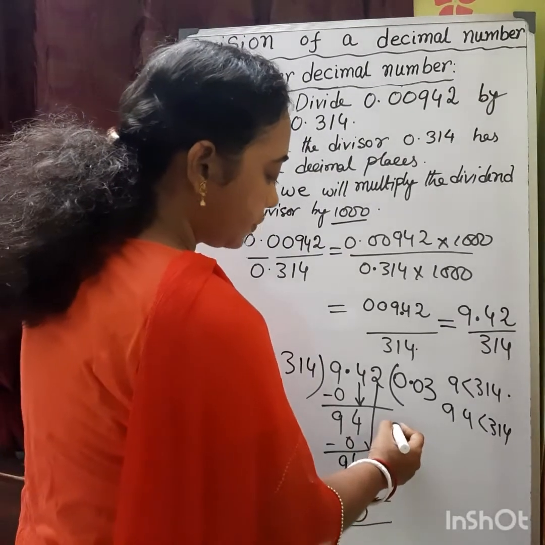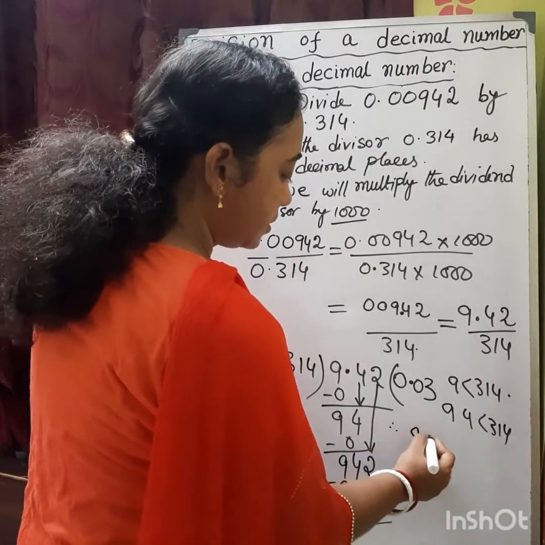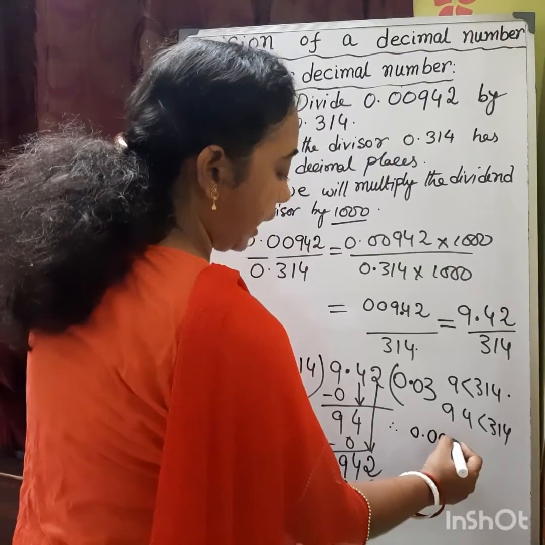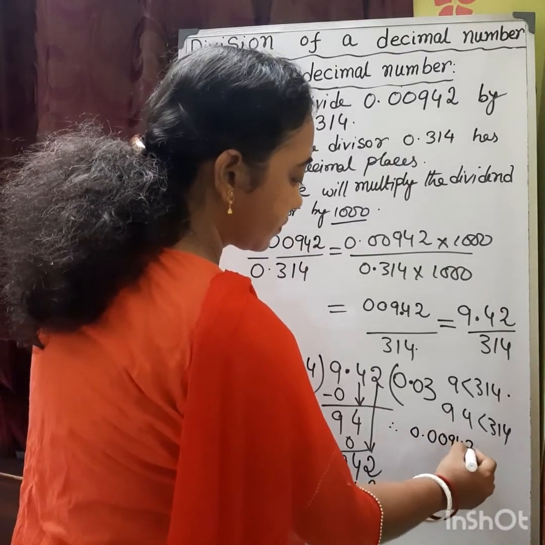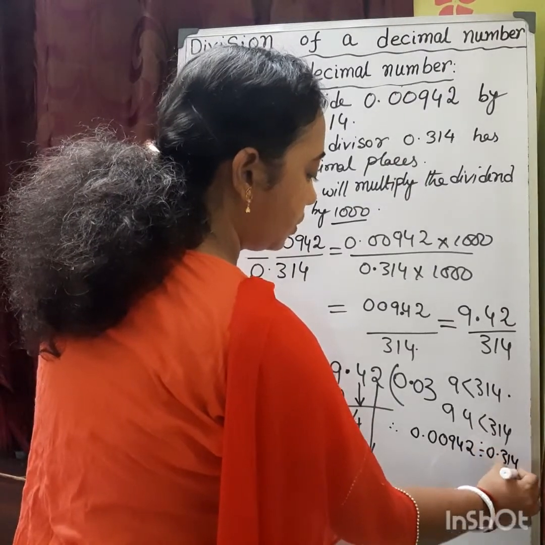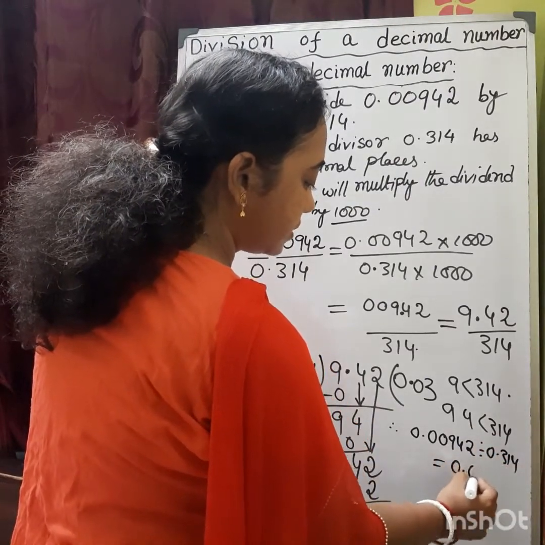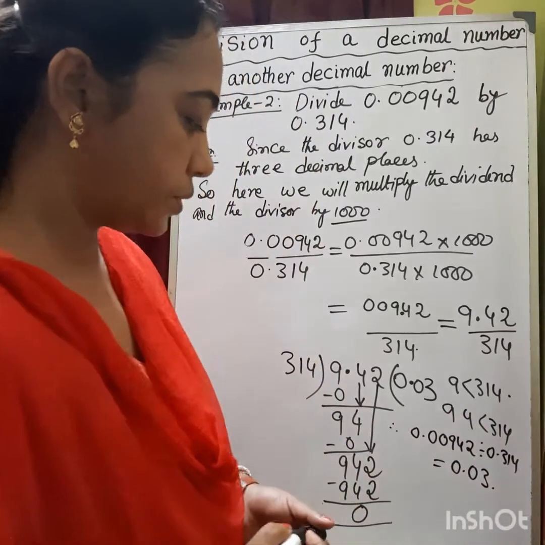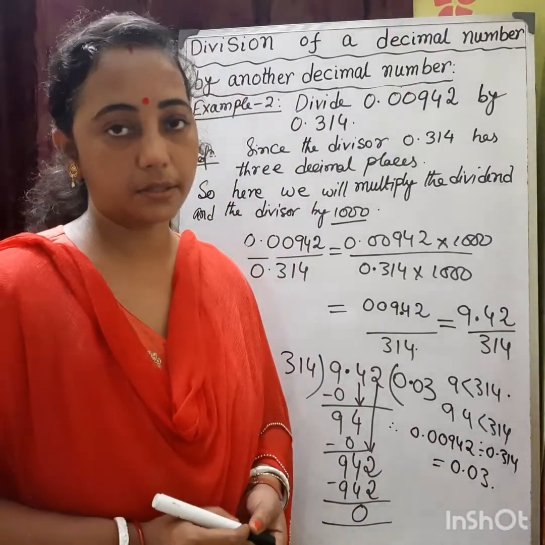So therefore we can write 0.00942 divided by 0.314 is equal to 0.03. So 0.03 is the required answer.